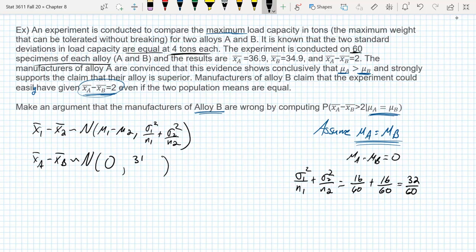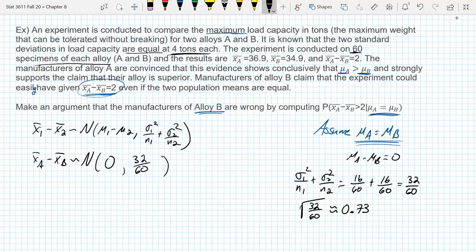And 32 over 60 is the variance. I'm just getting ready here because I know I'm going to need the standard deviation. The standard deviation of 32 over 60 is approximately equal to 0.73. Okay, just because I know I'm going to need that when I do my probability computation, because for conversion, we use the standard deviation, not just the variance.